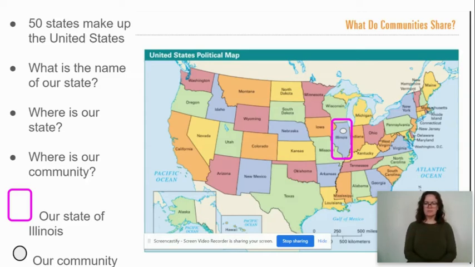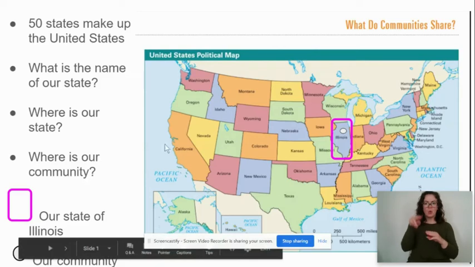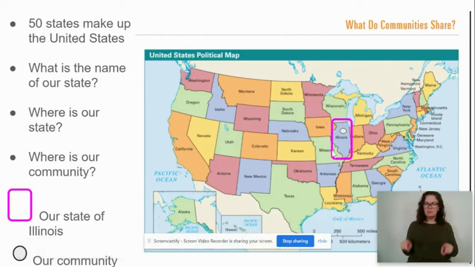And then digging a little deeper, can you locate our community? So looking at this map, can you say our state is here, our community is here? If you look at the key of the map that I made, if you look for this purple box, that's going to be our state of Illinois. So let's try and find this purple box. Here it is. Did you say Illinois? If you did, you're correct. Here's our state of Illinois.